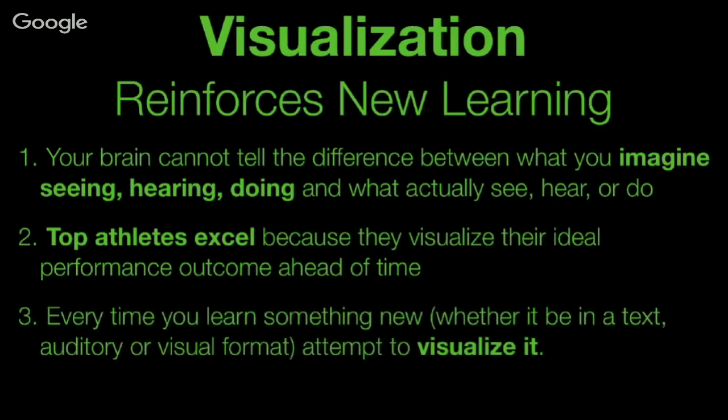So the reason that mentally rehearsing outcomes ahead of time works is because of what I said, that first point, that you're actually activating the same areas of the brain, whether you see something or imagine seeing it, whether you hear a piece of music or imagine hearing the music. Okay, so every time you learn something new, whether it's a piece of text or auditory or visual format, you want to attempt to visualize it. Now, visualize means see it or hear it in your mind's eye or ear.